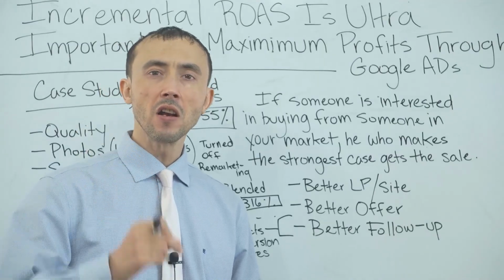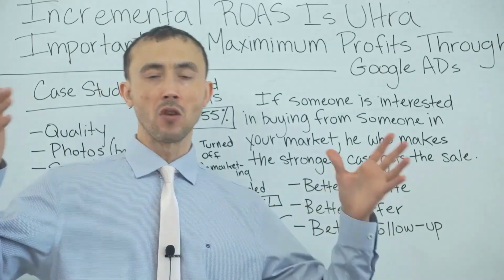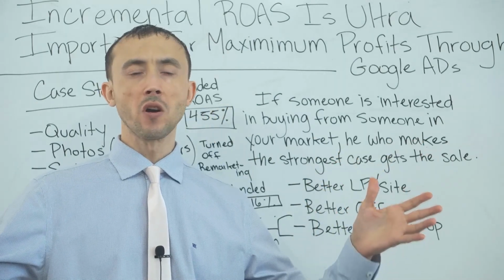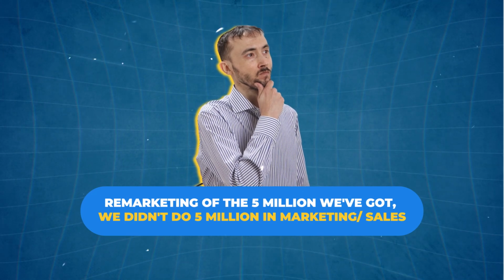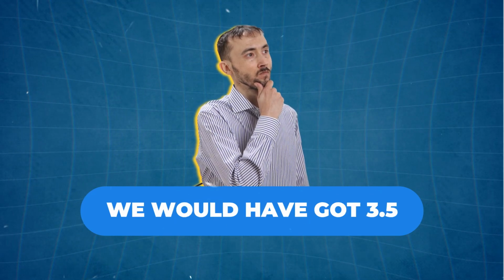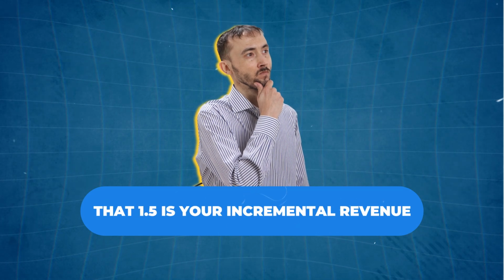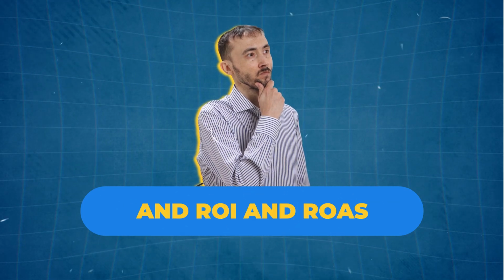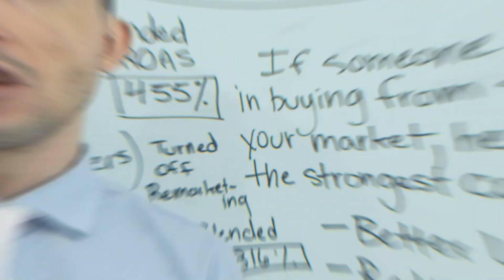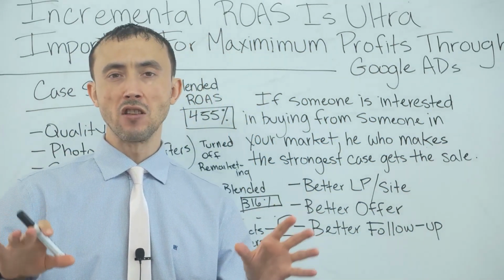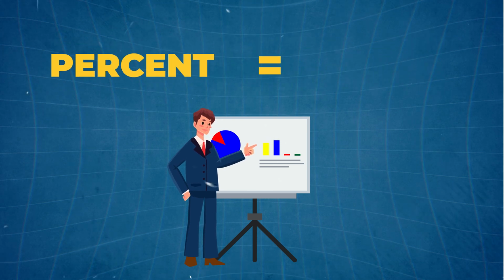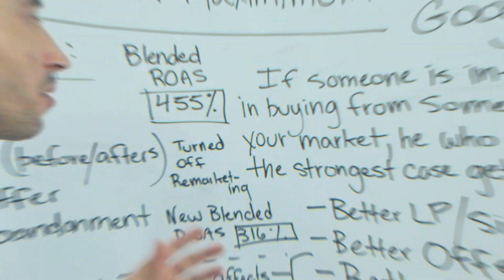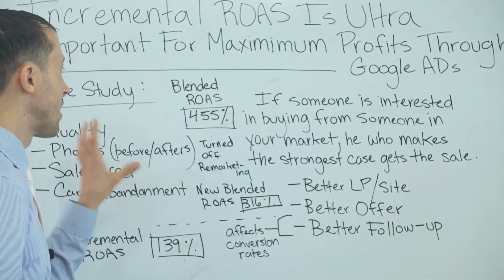So that remarketing piece, when you go at the end of the day to look at, this year, here's what our sales were, here's what our ad spend was, remarketing of the 5 million we've got, if we didn't do remarketing, we would have got 3.5. That 1.5 million is your incremental revenue and ROI and ROAS, if you will, generated from your overall ad budget, or made up that part of your sales. And as it pertains to an ROI number, it provided XYZ% of your total ROI from your investment. I'm going to go into a bit more detail how this is actually calculated.